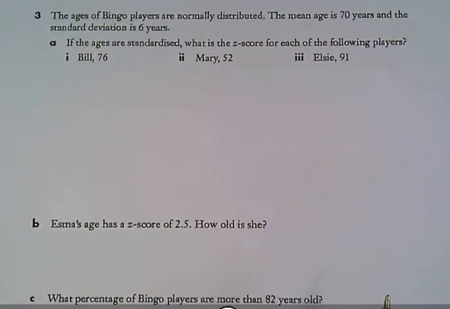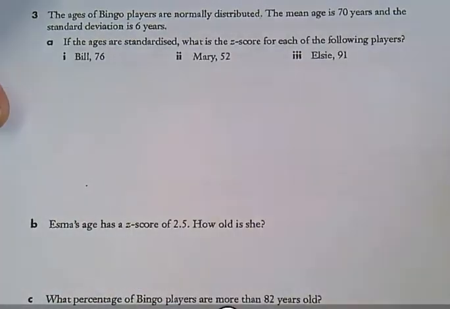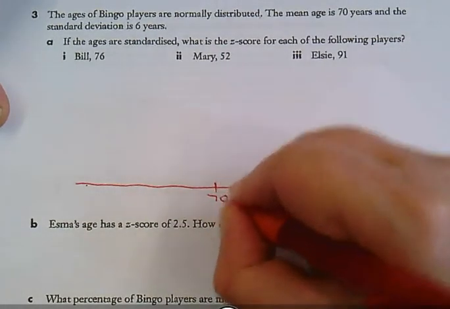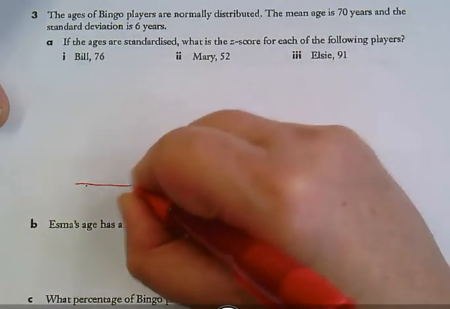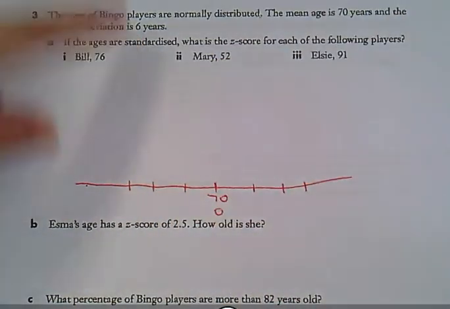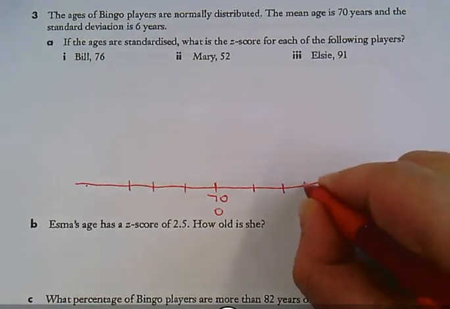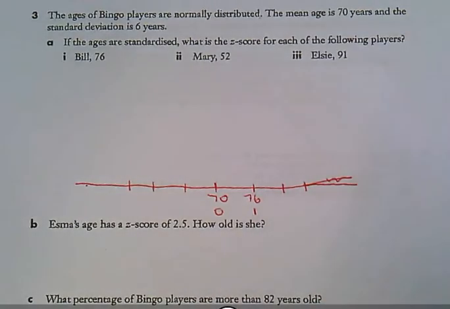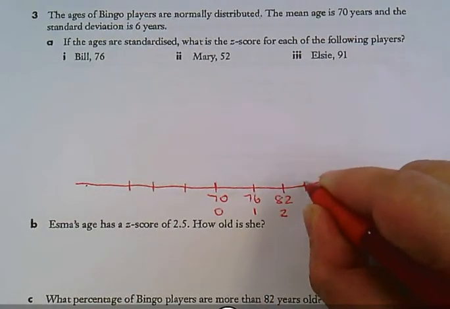So question 3, the ages of bingo players are normally distributed. The mean age is 70. So just down at the bottom, I'm going to do the graph. The mean age is 70, so I'm going to call that Z-score 0 now instead of going mean. And the standard deviation is 6. So what are my numbers? 70, what's my next number? I can't even draw a straight line. 76, I call Z-score 1 now instead of going mean plus 1. Got it? What's the next one? 82 is a Z-score of 2.